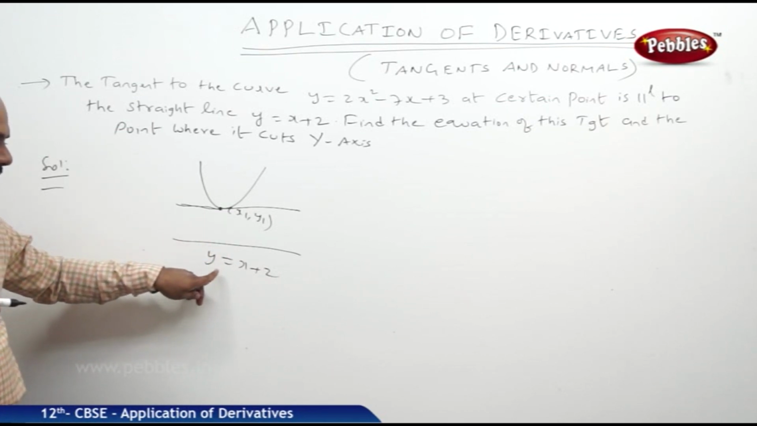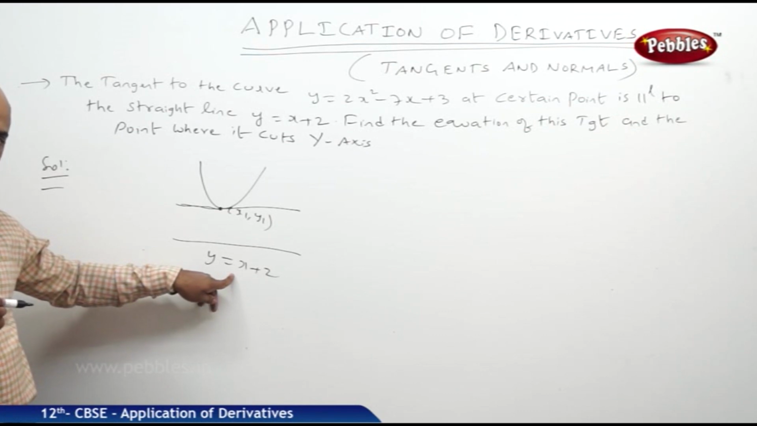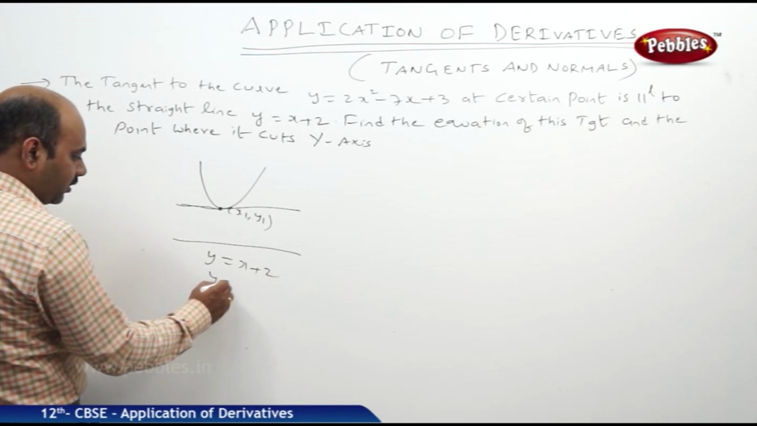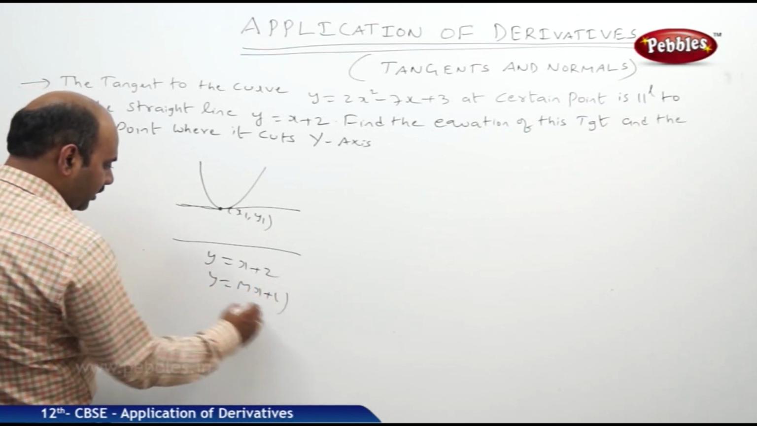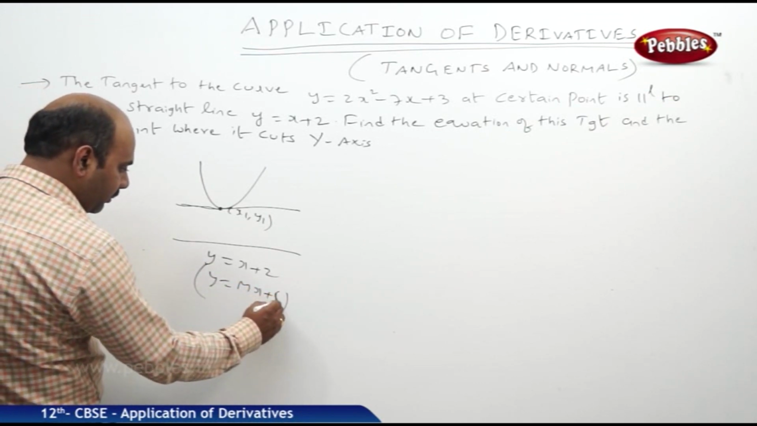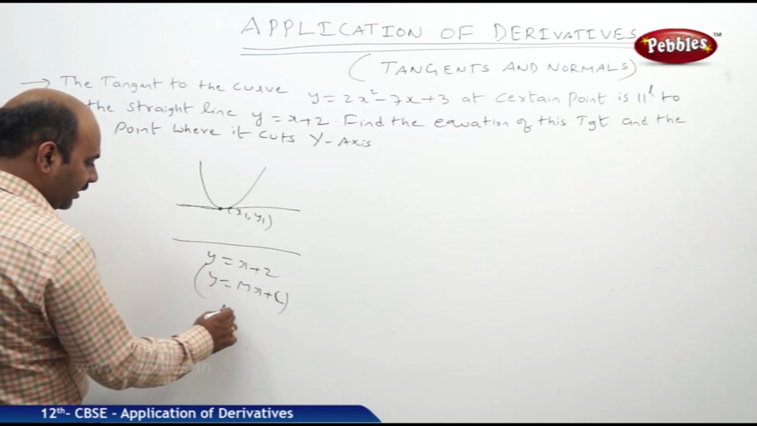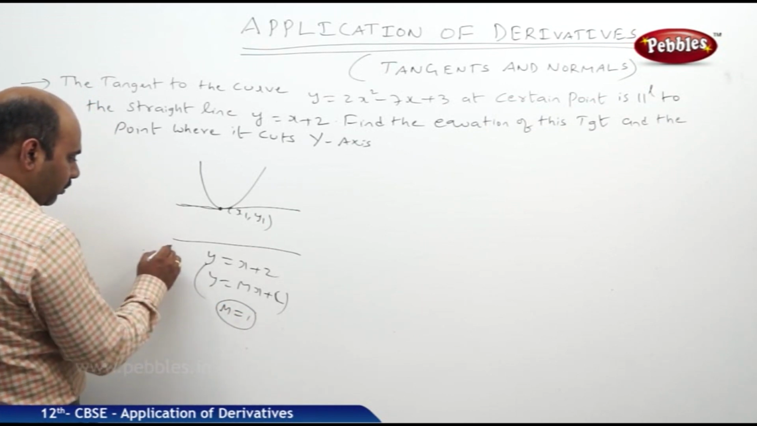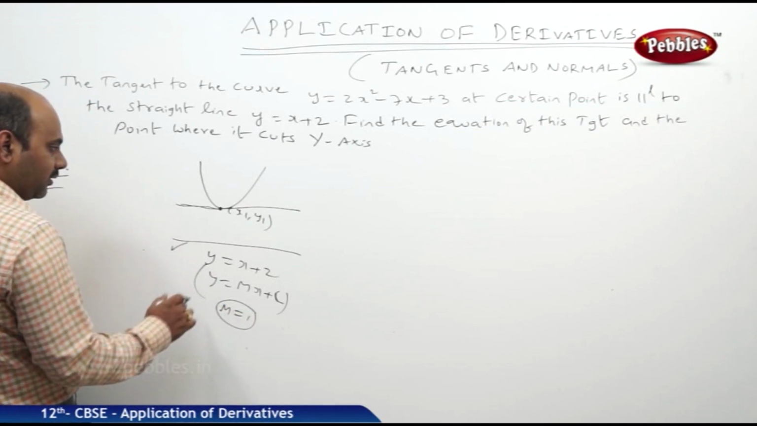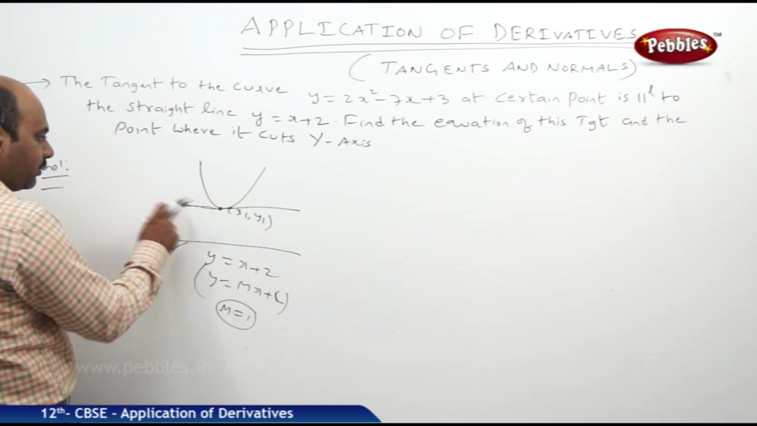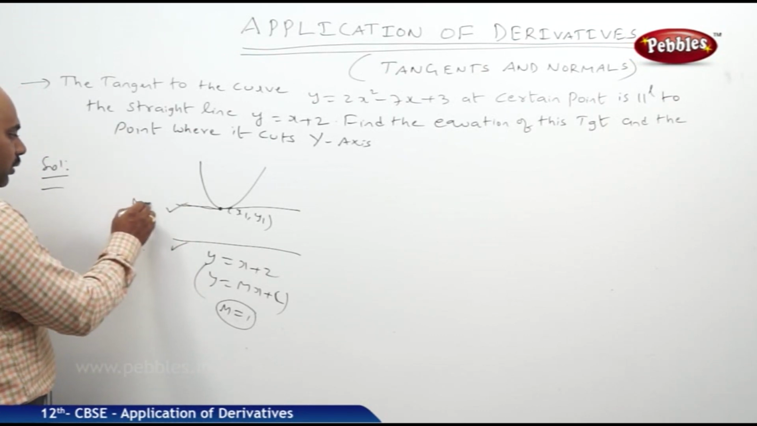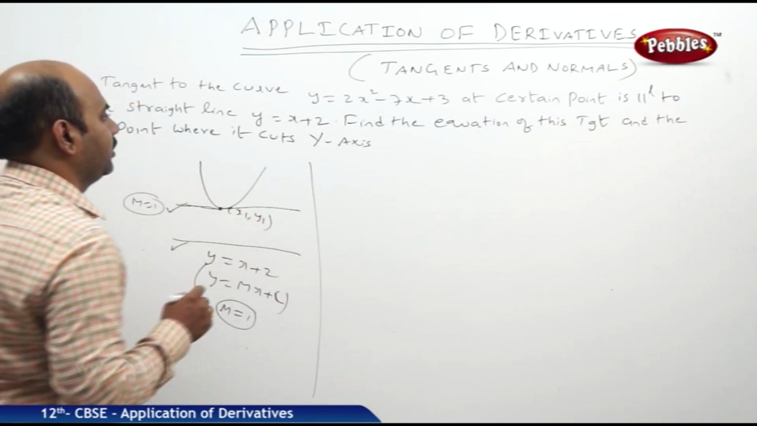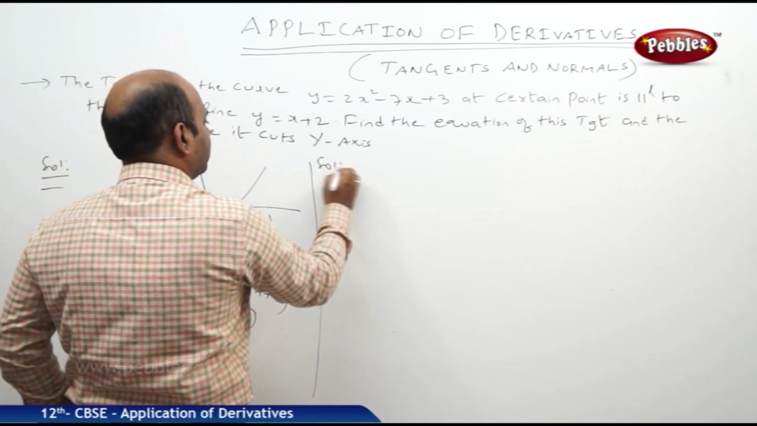That means the slope of this line is the same as the slope of this line. If you observe carefully, this line is of the form y = mx + c. Comparing, I get m = 1. That means the slope of this line is 1, and then definitely the slope of the tangent is also 1. Keep this in mind before solving the problem. So now I will try to solve the problem.